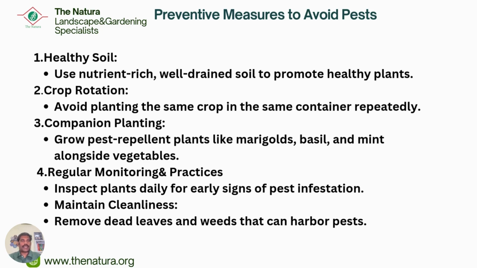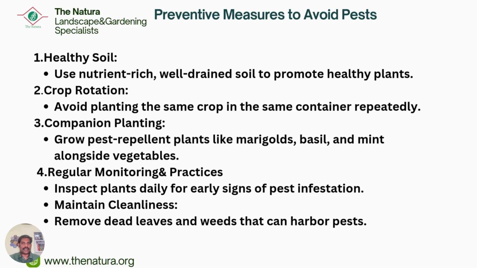Second thing, crop rotation. Avoid planting the same crop in the same container repeatedly. If you are growing one particular plant in a container, next time grow a different plant in it. You should not use the same container and same soil mix continuously. Once the crop season is over, remove all the roots, mix the soil together, do solarization and some treatment, and refill it, so that you maintain the soil and its cleanliness very well.